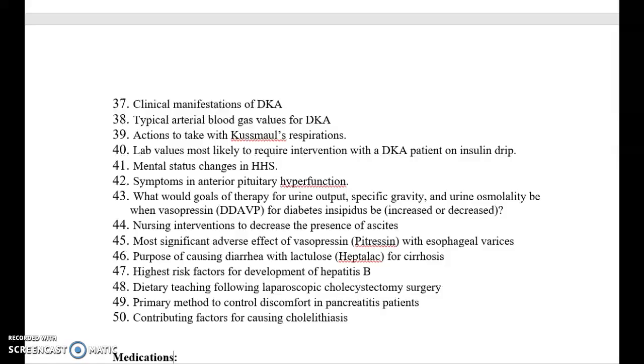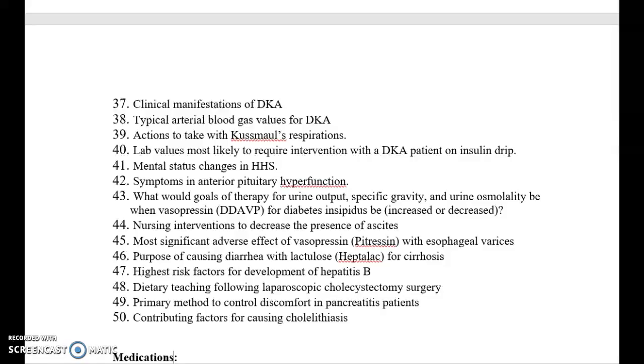Number 40, lab values most likely to require intervention. Just remember, we talked a lot about the things that we adjust, and you saw very easily that we're working on fluid balance. We're looking at adjusting the blood sugar down without going too low, too quickly. We're trying to drop it 50 to 70. And we're also really being cautious about how that drops the potassium. So just be thinking about what's on that protocol in terms of values that you would really be watching for.